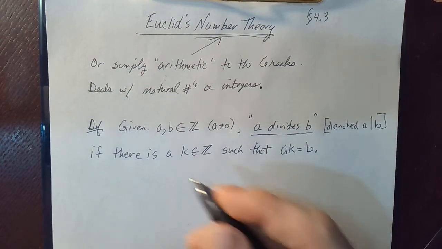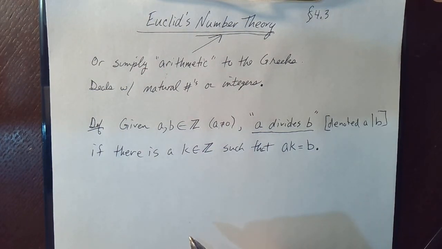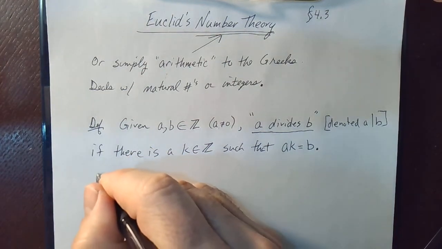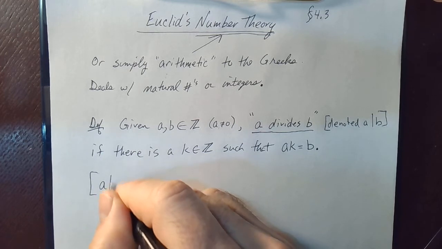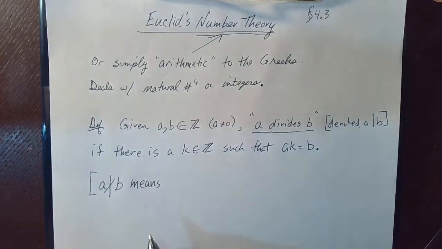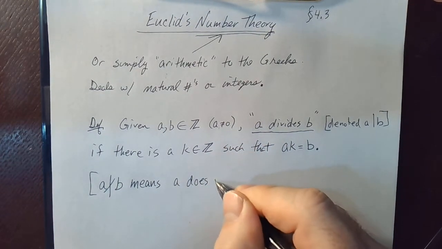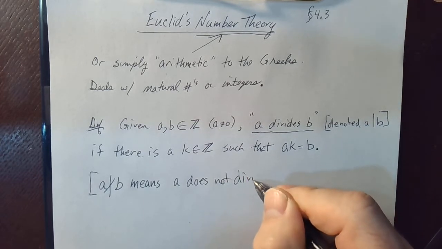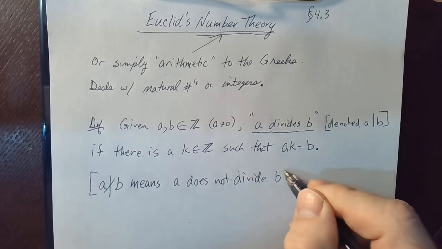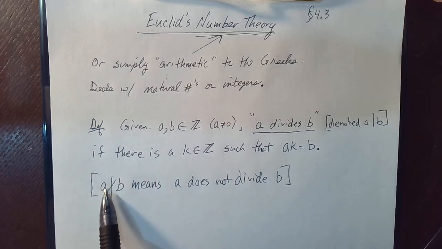And we could also note that as, I guess, separate from the definition, or maybe it goes along with it, I'll put it in brackets. If we write this, put a line through that vertical bar, you can guess what it means. A does not divide b. In other words, there is no integer k such that ak equals b.